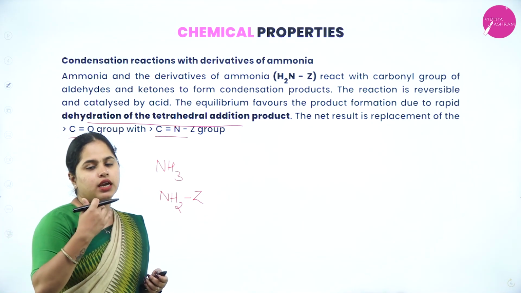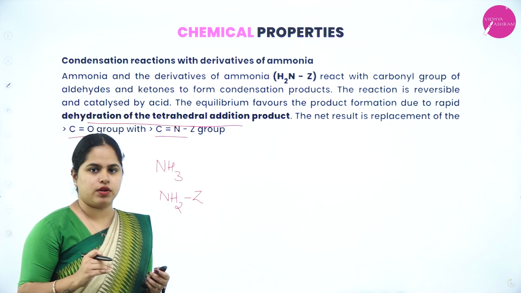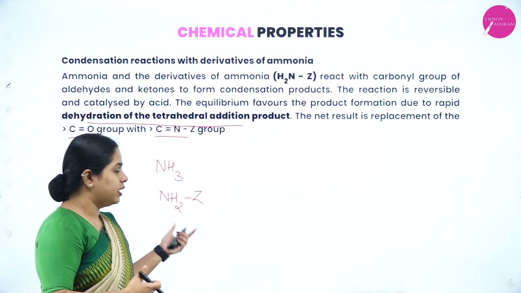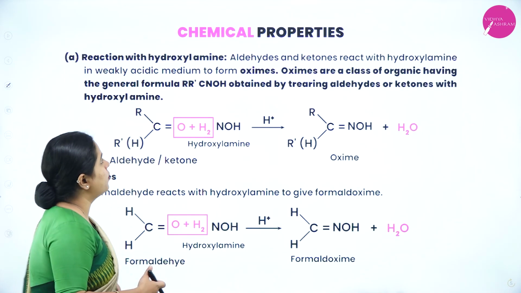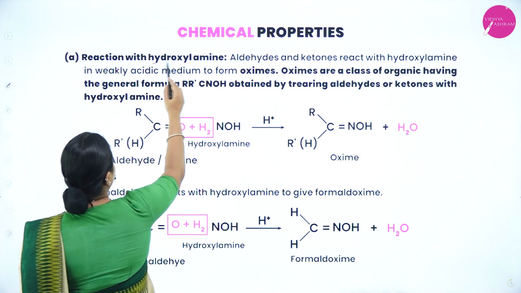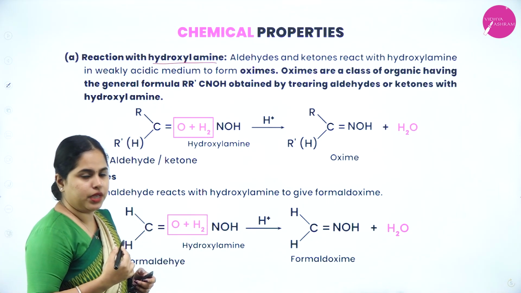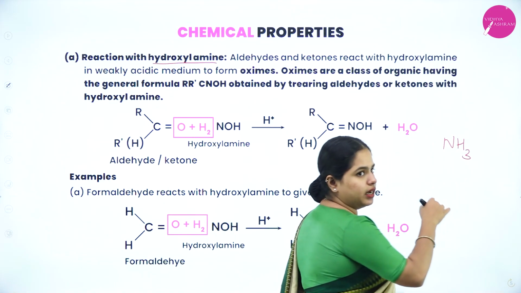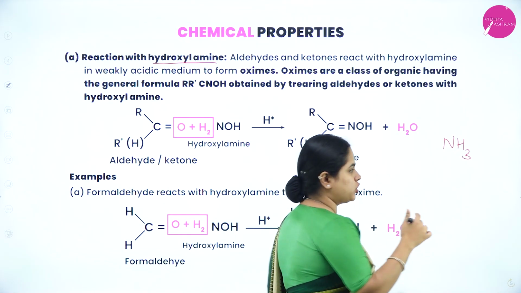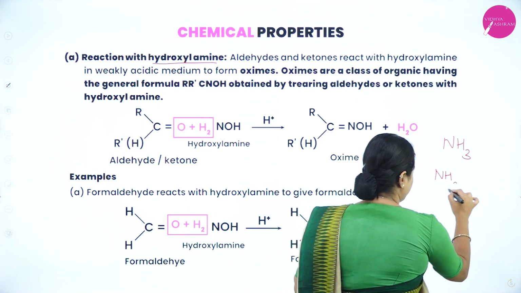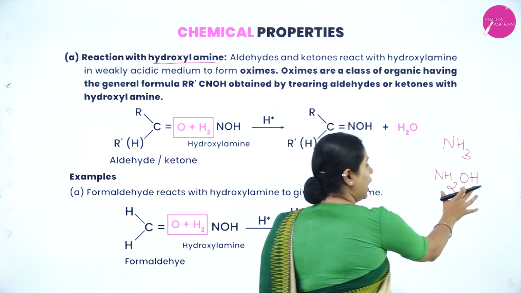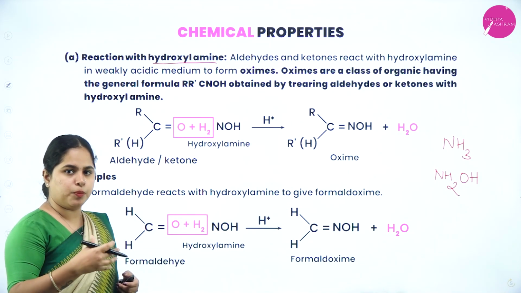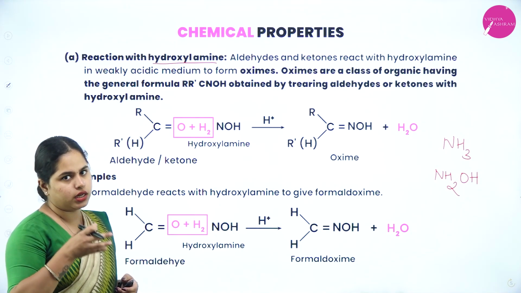Okay, so what is this? In each reaction, when we discuss it, it will be clear for you. What we are going to see is the reaction of aldehydes and ketones with the derivatives of ammonia. The first one is reaction with hydroxylamine. So what is hydroxylamine? This is ammonia, NH3. In NH3, one hydrogen is going to be replaced by an OH group. So you get NH2OH. This is called hydroxylamine. OH stands for hydroxyl and it is obtained from ammonia. So it is hydroxylamine. Clear?